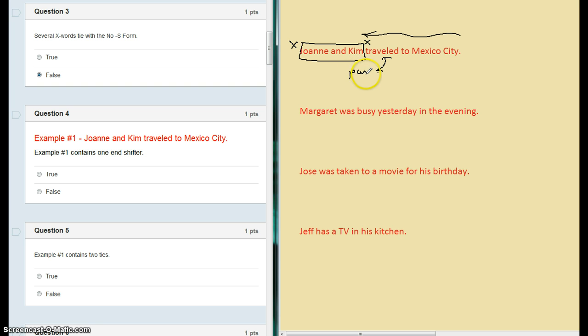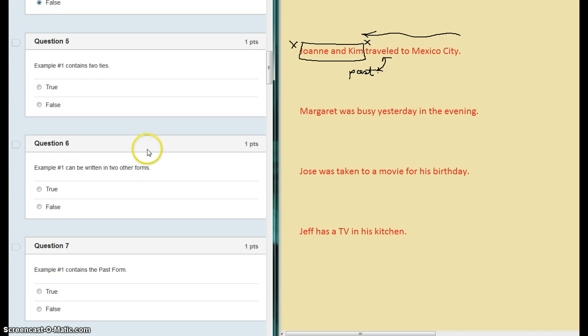Okay, I'm trying my best to write this so you can read it. That's not too bad. Okay, so there's one tie to the past, traveled. Okay, let's answer our questions. Sentence number 1 contains one N shifter. False.